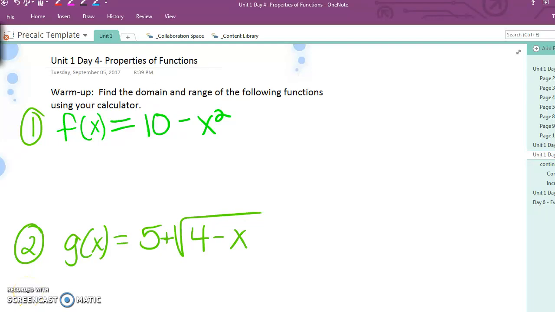Today we're going to talk about the properties of functions. Before we begin, try the warm-up. Find the domain and range of the following functions using your calculator. Pause the video, and once you have done so, hit play.